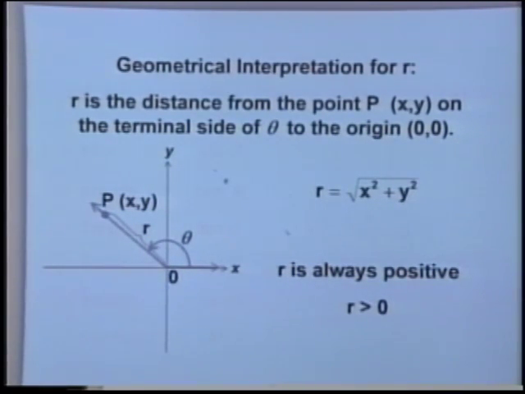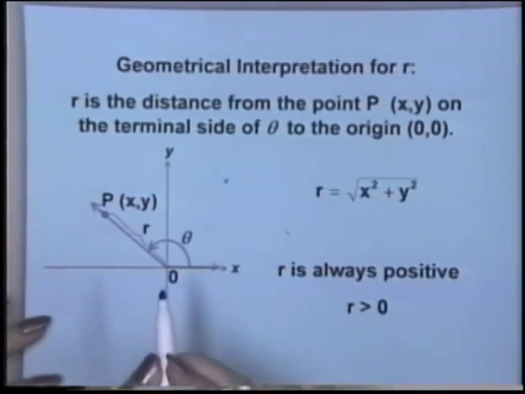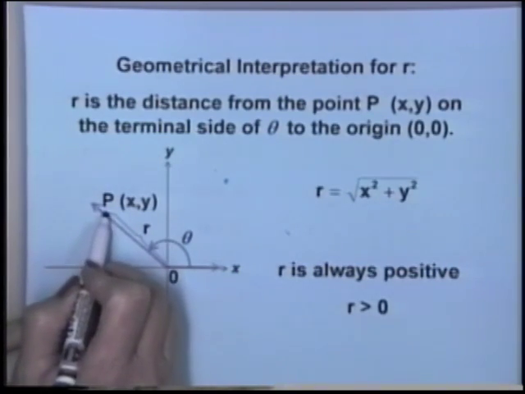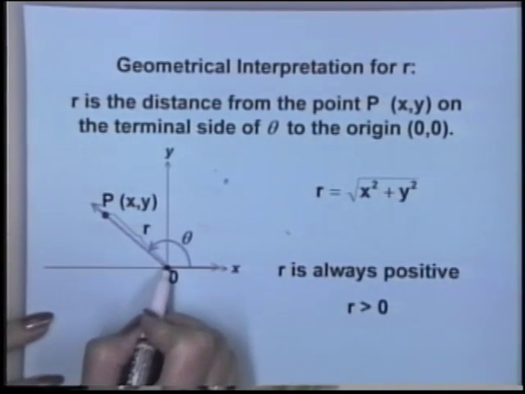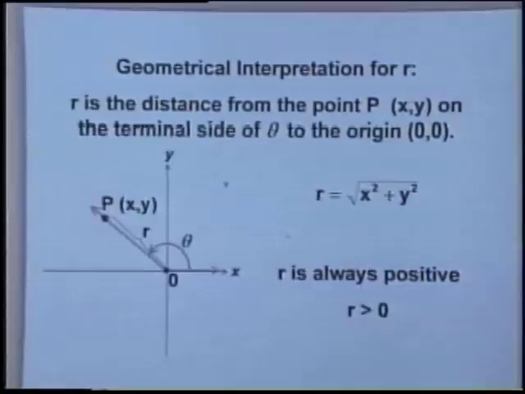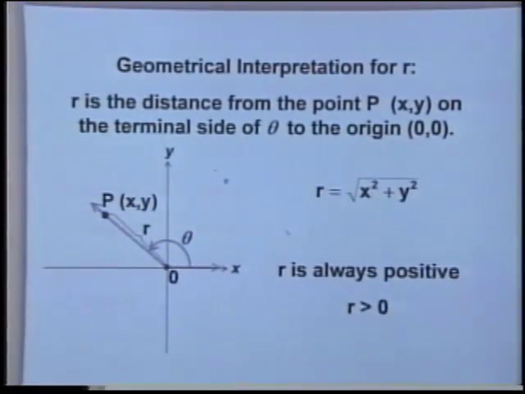Now, before we define the trig functions, we need to define r. We define our r to be the distance from the point on the terminal side to the origin. So our geometrical interpretation is that r is the distance from the point P, whose coordinates are x, y, on the terminal side of theta to the origin, which of course has coordinates 0, 0.